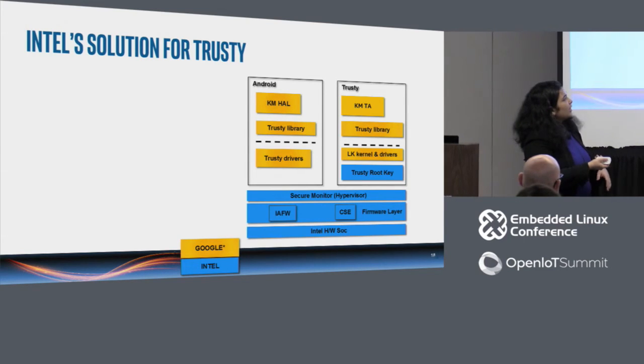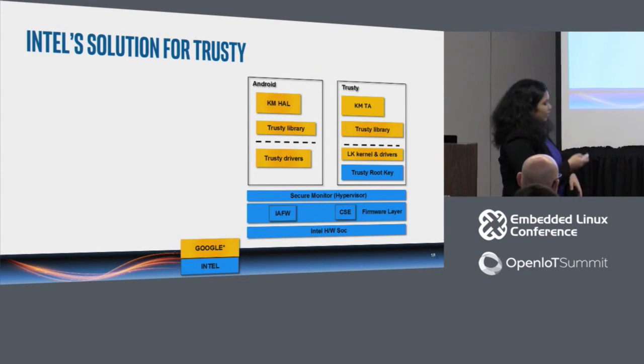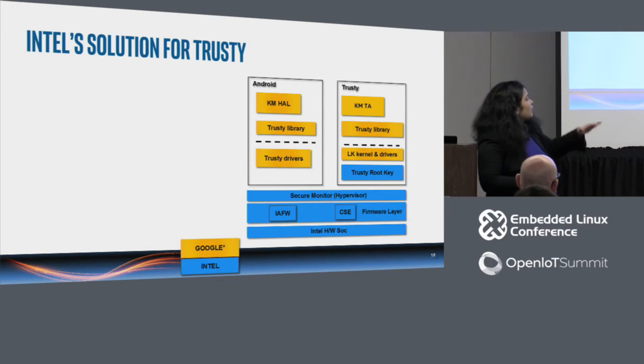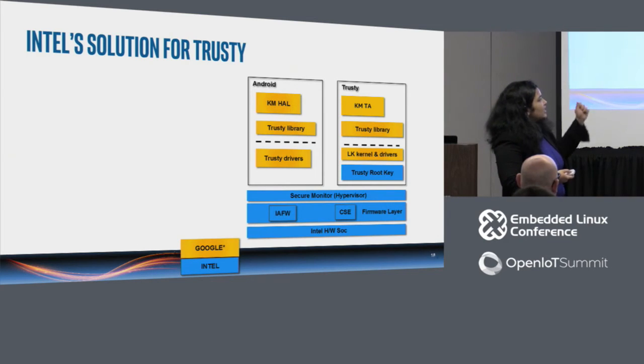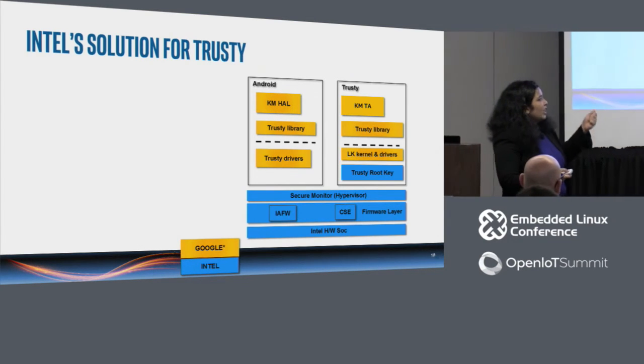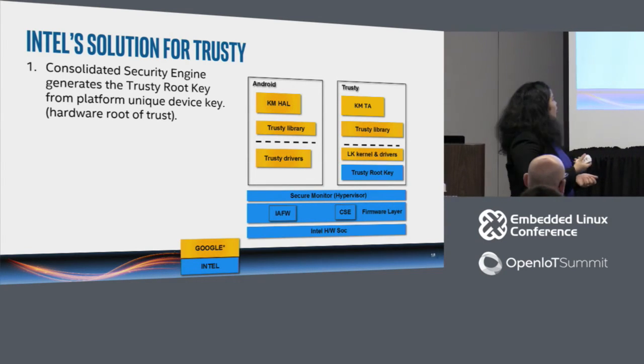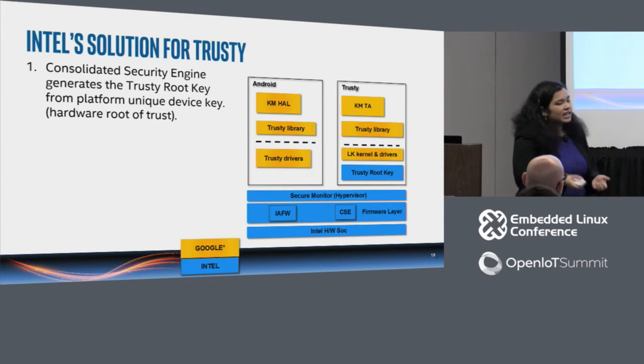Also provided by Google are the Trusty libraries, which are helpers for the various apps in order to call into Trusty. So how is Trusty OS given this hardware root of trust? There's the following sequence of events which happen to pass the Trusty root key from the hardware using the CSE. CSE is a consolidated security engine, which basically is a secure entity who is the only one who can access these IFP keys.